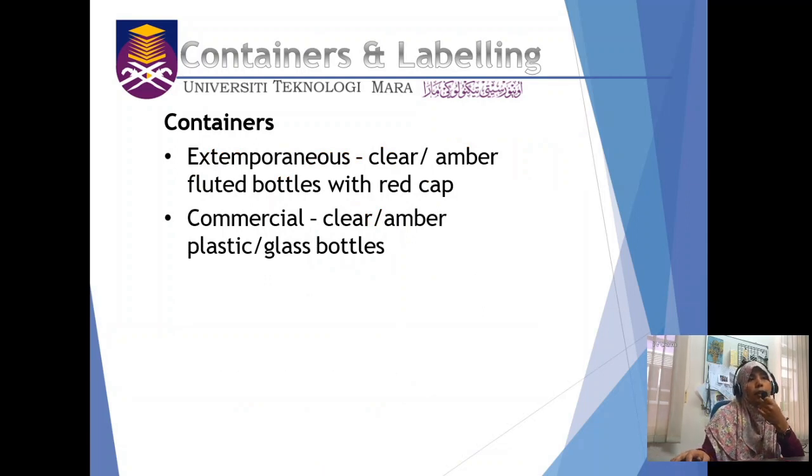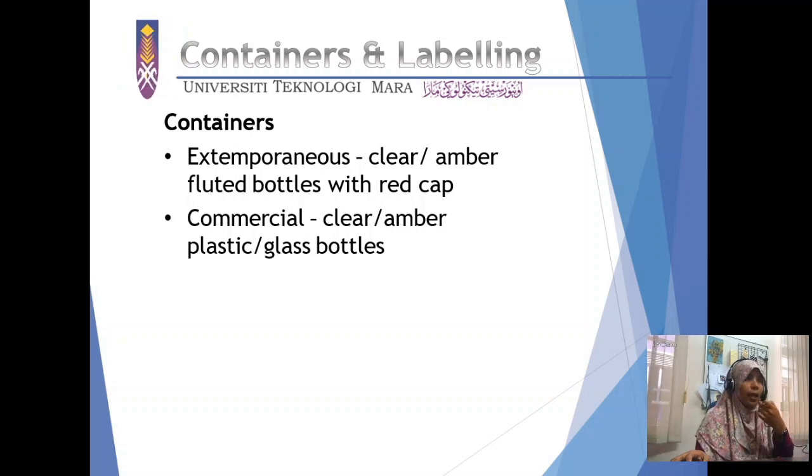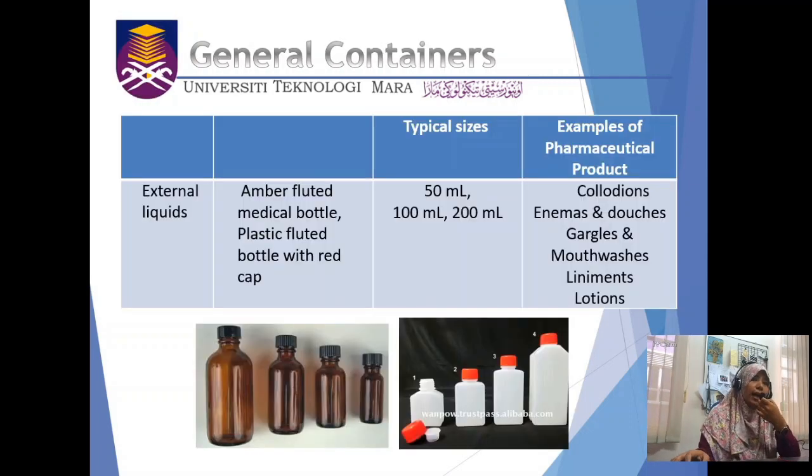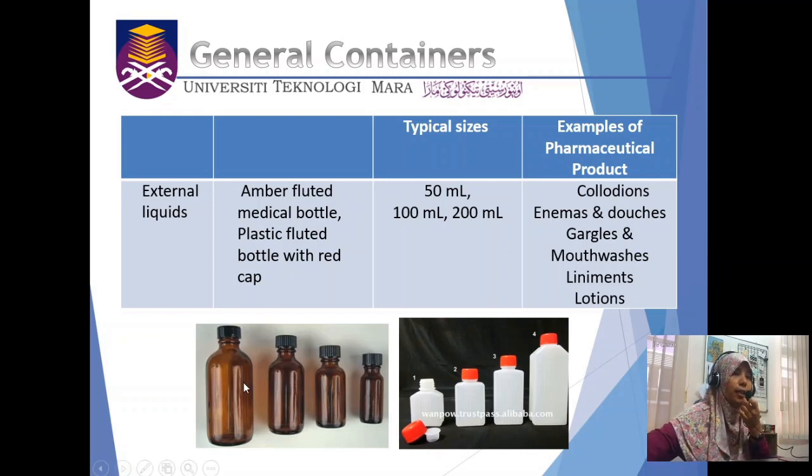So usually the containers that we use for extemporaneous one is the clear or amber fluted bottles with red cap. The commercial one is usually clear amber plastic or glass bottles. Okay, so this is how they look like. As you can see over here, this is the amber bottle, and this one is for extemporaneous one with red cap. Okay, so usually the typical sizes are around 50 ml, 100 ml, and also 200 ml.